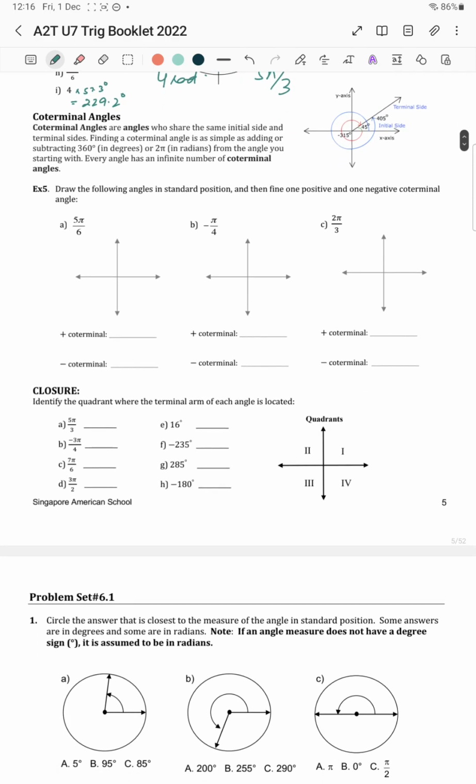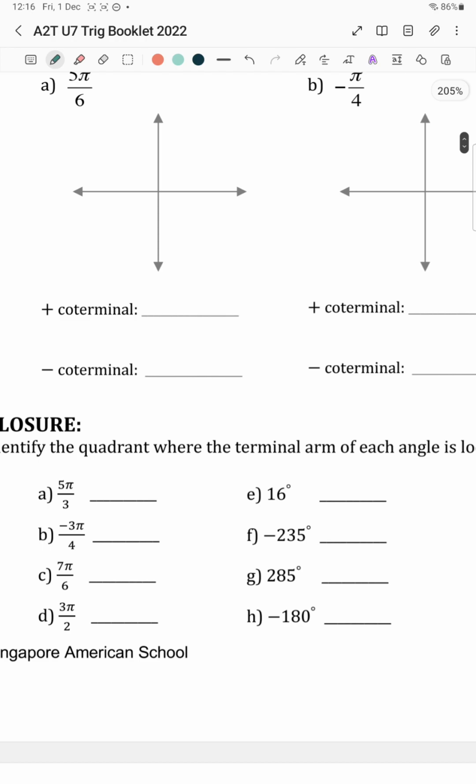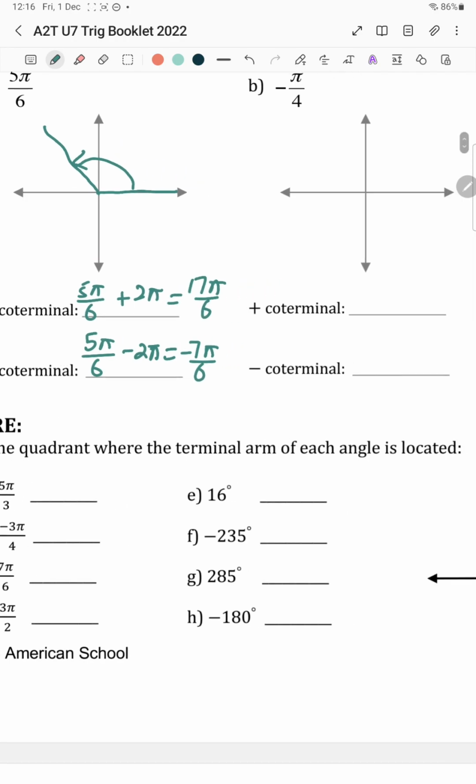Draw the following angles in the standard position and then one positive and negative coterminal angle. Okay. So 5 pi by 6, this is in the standard position. Positive coterminal angle is 5 pi by 6 plus 2 pi, and negative is 5 pi by 6 minus 2 pi, minus 7 pi by 6, 17 pi by 6.